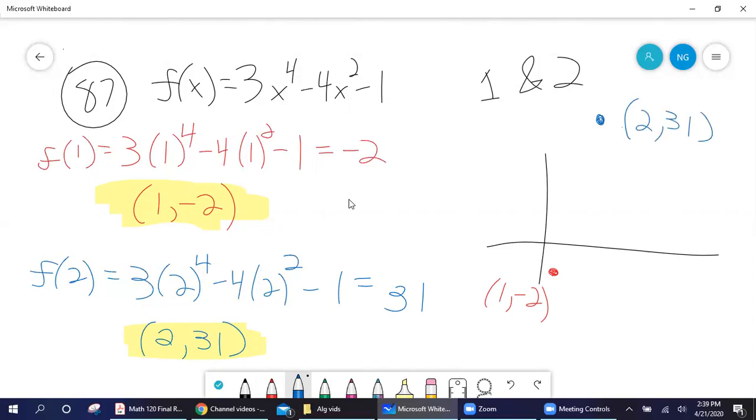So the logic is, since a polynomial is a continuous function, it must be that there's at least one place in between those points where I cross the x-axis. There has to be at least one 0 between those. There actually could be more. It could have done something like this, a couple wiggles and gone up. I don't know. But there's at least one.